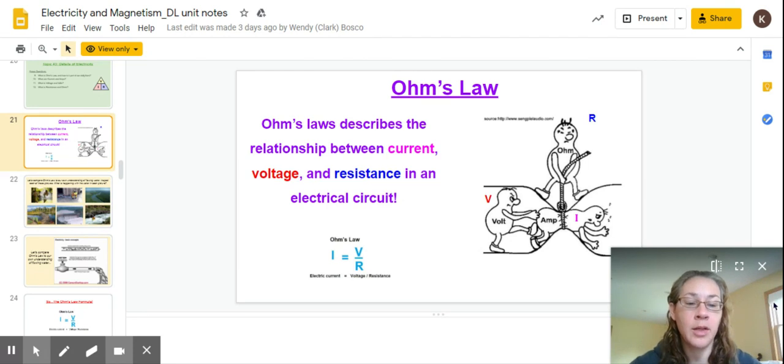So, nice little picture for you to refer to. Notice the guy with the rope standing on the top is the resistance, what's holding back the current. The voltage is pushing. That's the pressure behind the current, and the current itself, the amps, is trying to move through that very small opening. So, what does that really mean in terms of electrical current?